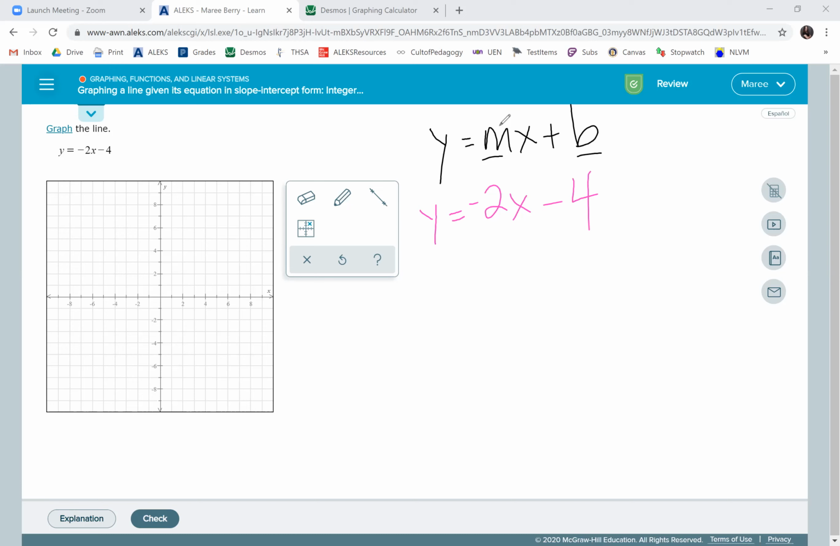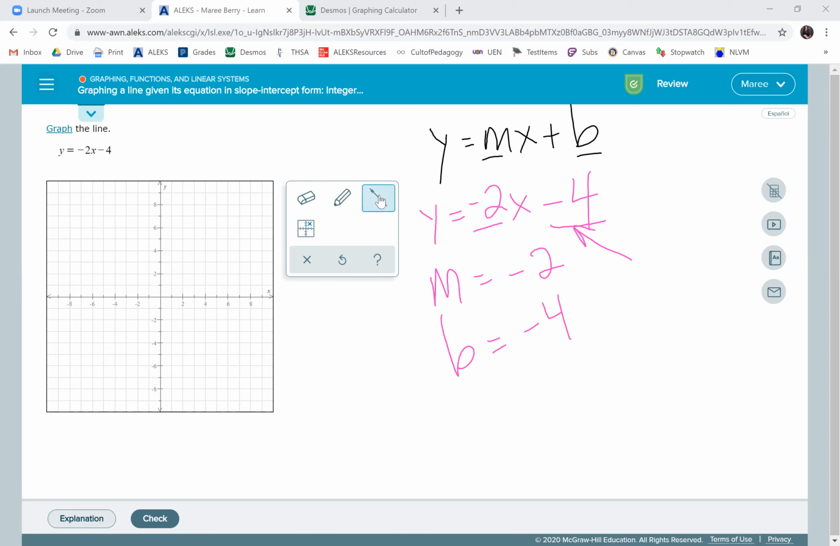So the m is the number before x. So that's the negative 2. And the b is what's added on the end. Now, this particular equation, the b is negative. So it's really, really important that you check that sign before the number at the end. So if it's negative or minus, you have to have b as a negative 4.